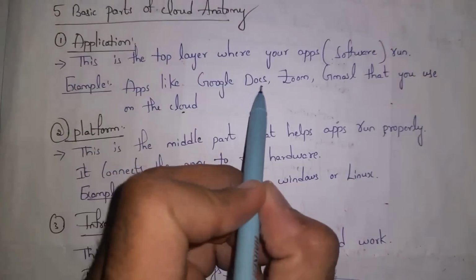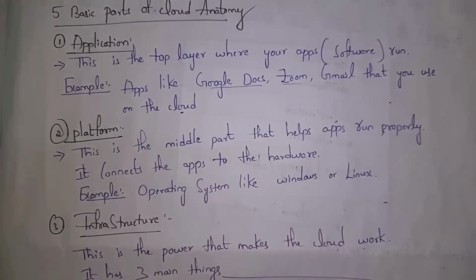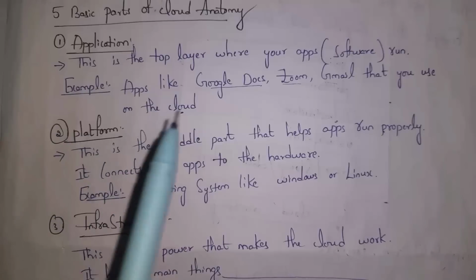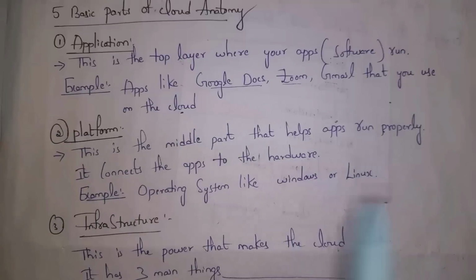Guys, if you want to run any applications in cloud, at first you need to install operating system in our cloud. So platform is nothing but operating system. In cloud, we need to install operating systems like Windows or Linux. After installing operating system in our cloud, we can run applications. This is middle part that helps softwares run properly. This platform connects softwares to the hardware.